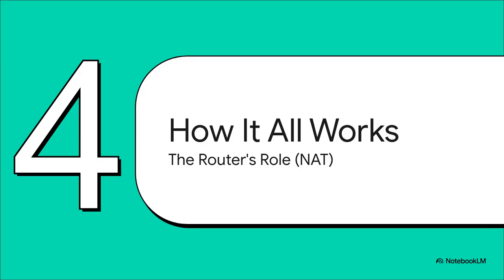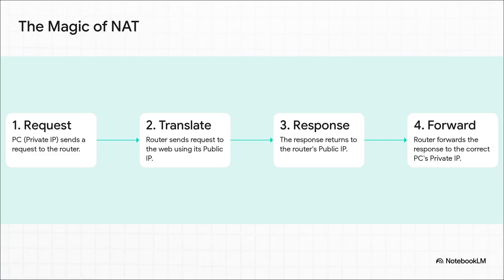Well, the answer is a really clever process that your router is handling for you all the time without you even knowing it. It basically acts as a digital gatekeeper for your entire home network, and it uses a cool piece of tech called NAT. And this little bit of magic is called Network Address Translation, or just NAT.